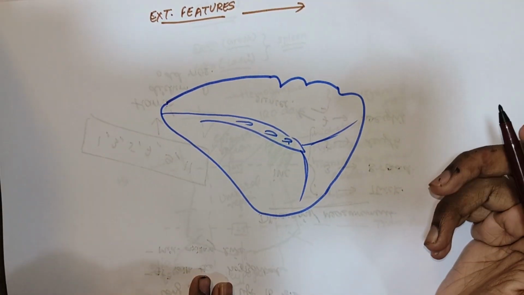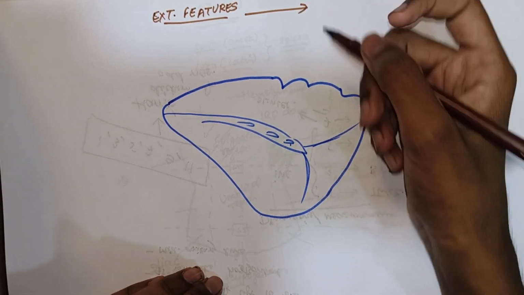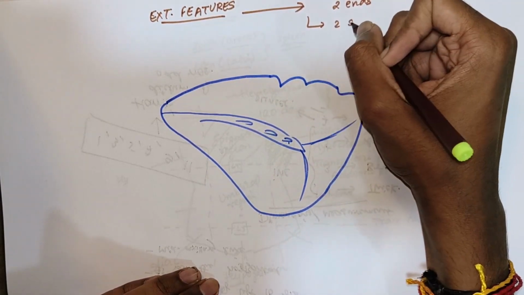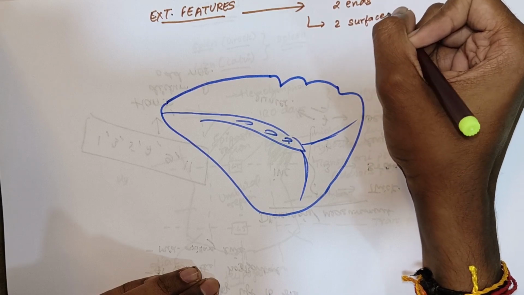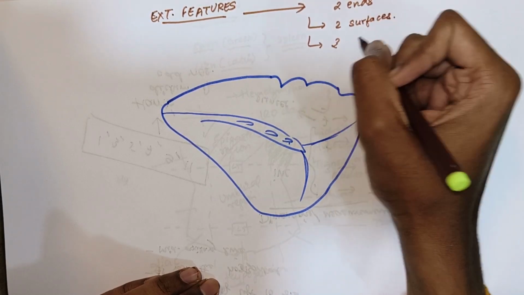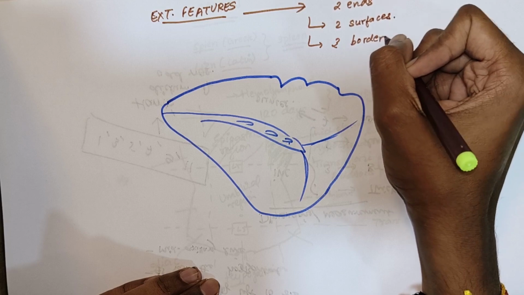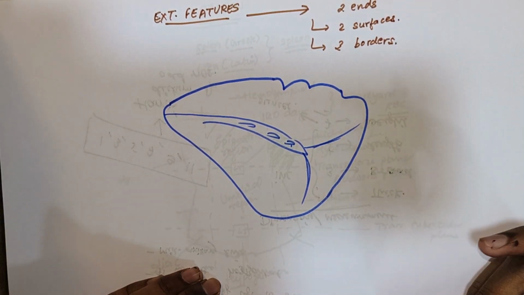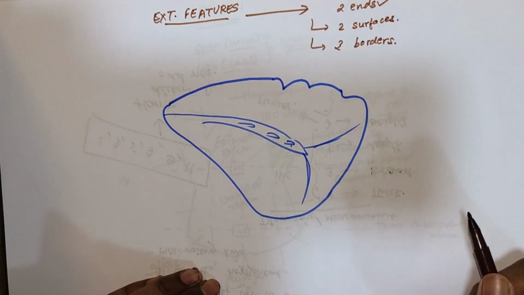Okay, now talking about the external features, the spleen has got 2 ends, 2 surfaces and 3 borders. So let's begin with ends.